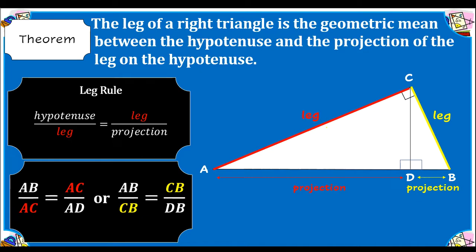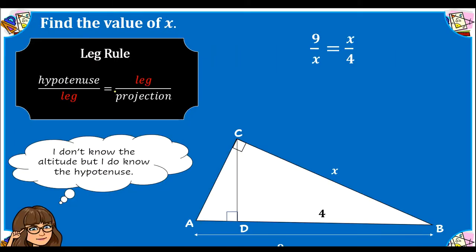So we have leg and projection. You can either use that information, or if you wanted to use the short leg information, this is the short leg and its projection. And again, the leg is going to be the mean. That's going to be here. So in this proportion, the hypotenuse compared to the leg is equal to the leg compared to the projection. So here's our leg rule.